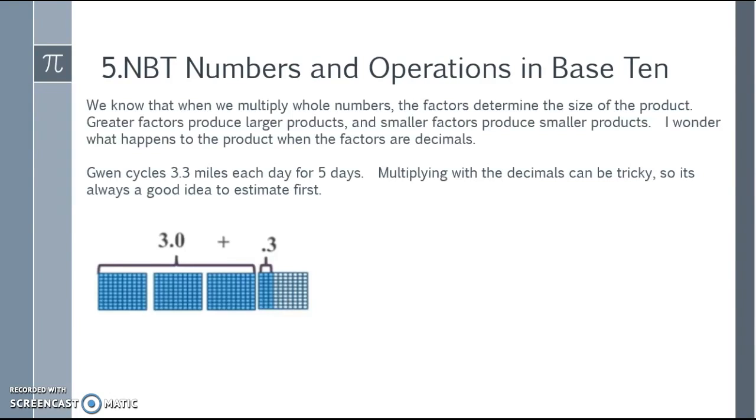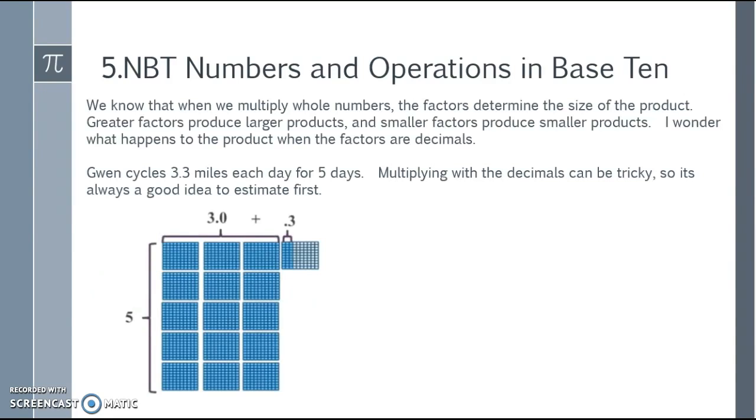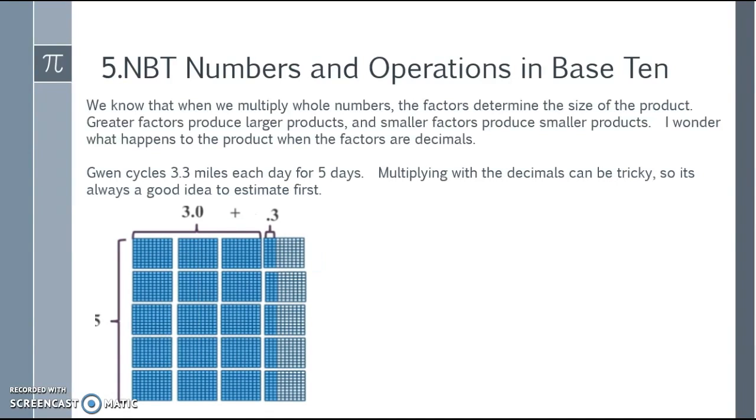Here is a base 10 representation. 3.3 can be represented as 3 wholes, so 3 flats, and 3 tenths. So we would highlight 3 of them. However, we did this amount for 5 days. So we would have to extend the 3 by the 5 as well as the 3 tenths by 5 to create an array, a perfect rectangle.